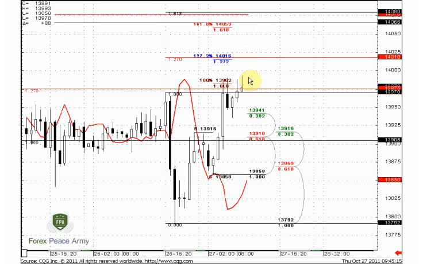Well, I think that market should continue to move to that area. Probably it could reach it during today's trading session. Besides, today the gross domestic product is released for the third quarter, so it could be a really volatile day.